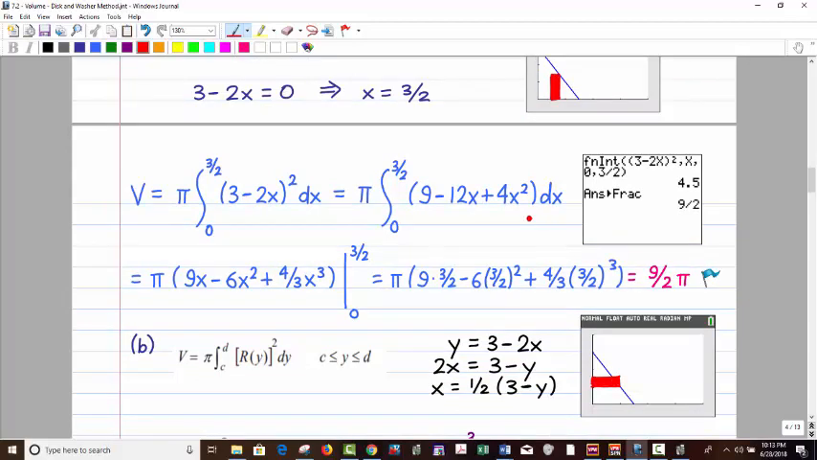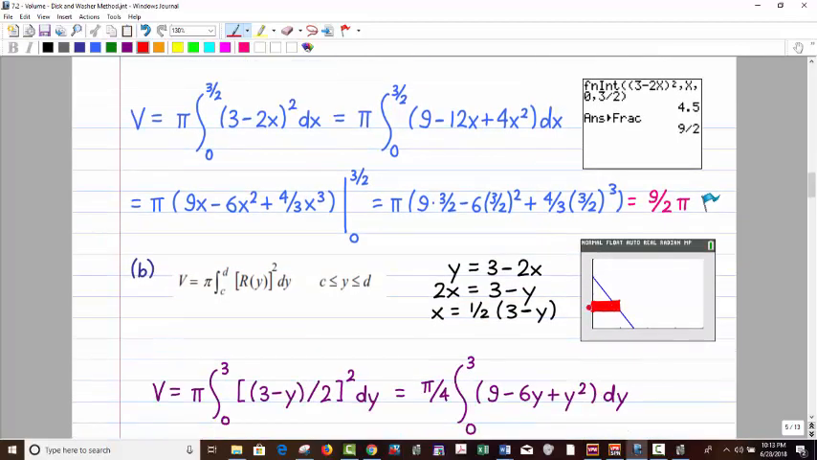Now suppose we're revolving this around the y-axis, since the horizontal bar means it's going around the y. So we have to take our equation y equals 3 minus 2x and solve it for x in terms of y, which is easy algebra. So x equals 1 half times 3 minus y.